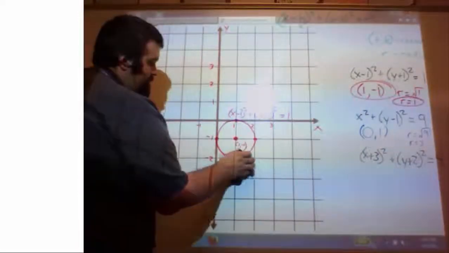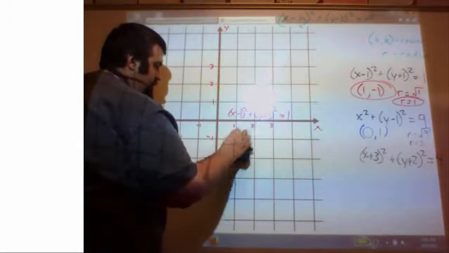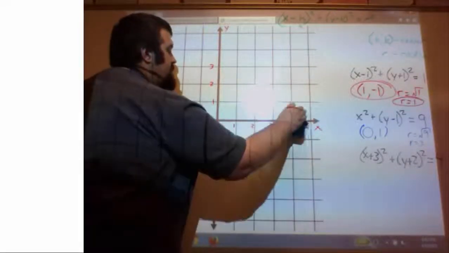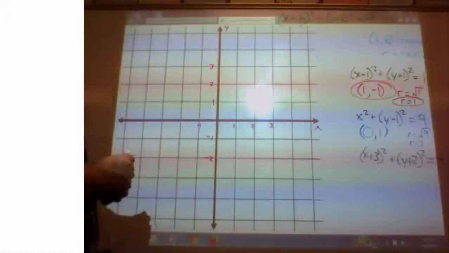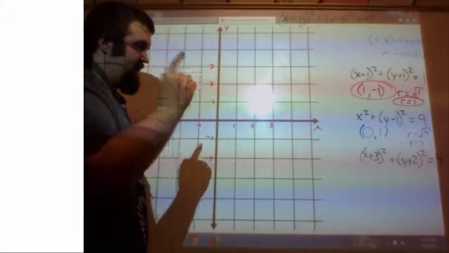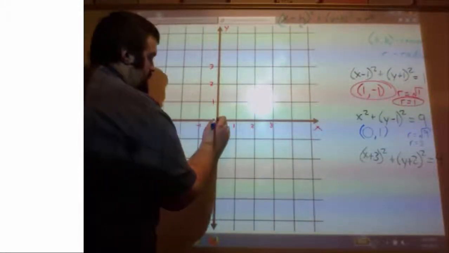Before I'm going to plot this one, though, I'm going to erase the old one. So that way it's not in our way. And that way I don't get confused. The next one I'm going to plot is the second one there. And I'm going to plot it in blue. Now that I found the center and I found the radius, it's time to plot the center. 0, comma 1.